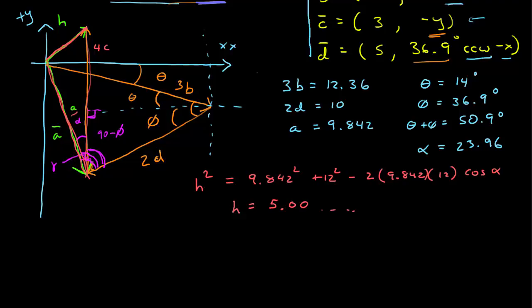5.00 and then some extra digits. So something almost exactly 5. That makes me think of a 3, 4, 5 triangle, but I don't know that for sure. But now I need to find its direction. And so what I'd really like is this angle here, which I'll call delta, that will tell me where it is counterclockwise from the positive x-axis.